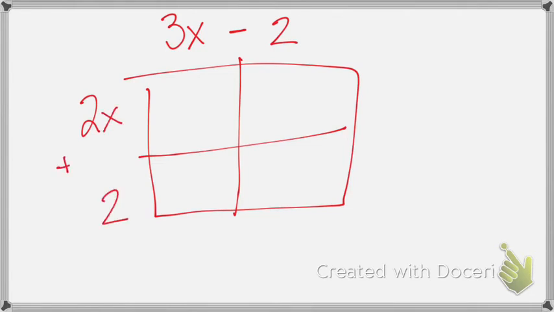Now, does it matter which one you put on either side? Nope. So multiplication is commutative, so the order does not matter. So the first two, 3x and 2x, match right here in this top left box. So 3 times 2 is 6. x times x is x squared.